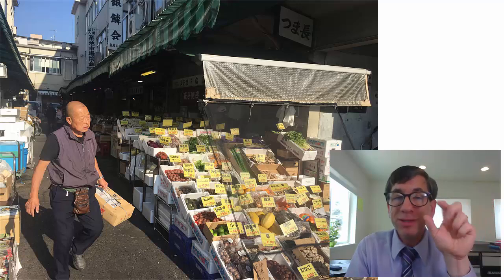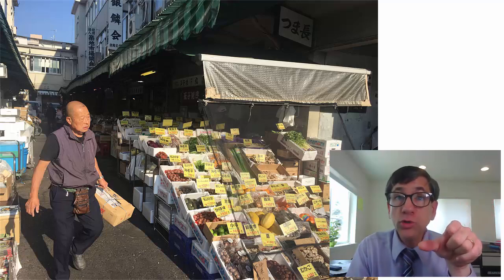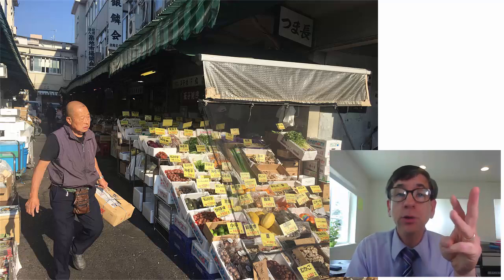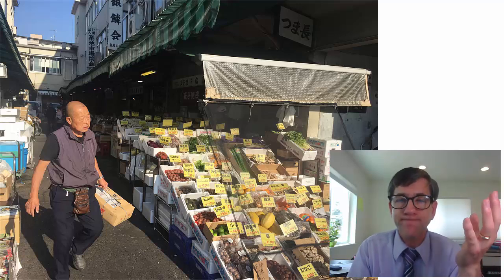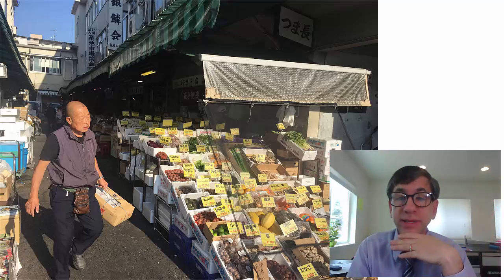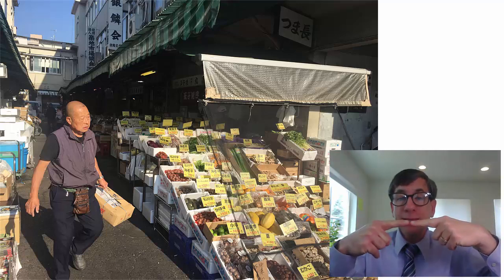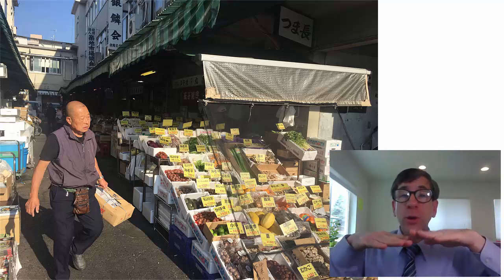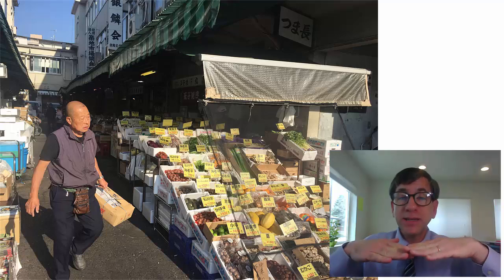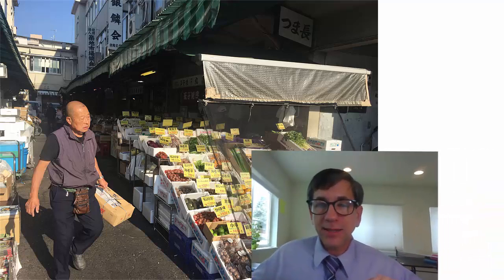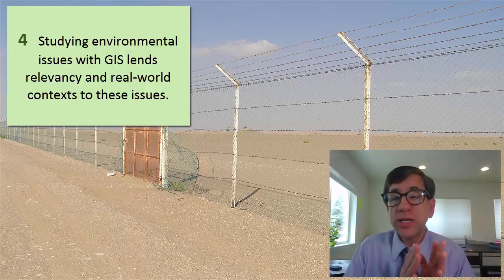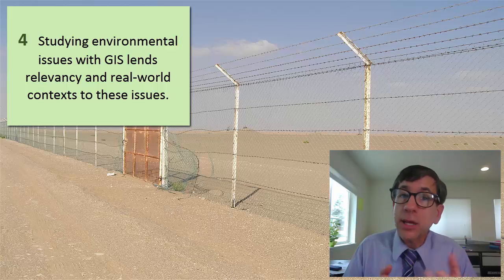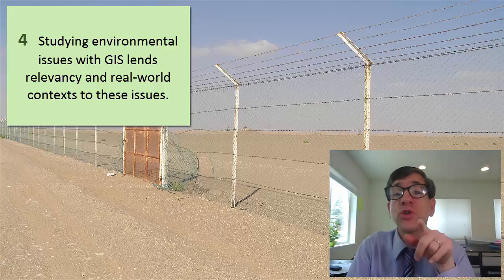Environmental issues are bound up in scale, in place, in cultural practices, in the biosphere, atmosphere, lithosphere, hydrosphere, and anthrosphere, the human sphere. Thus, to use GIS effectively to examine human-environment interaction requires a firm foundation in environmental content, skills, and the geographic perspective. Now, fourth, studying environmental issues with GIS lends relevancy and real-world context to these issues.